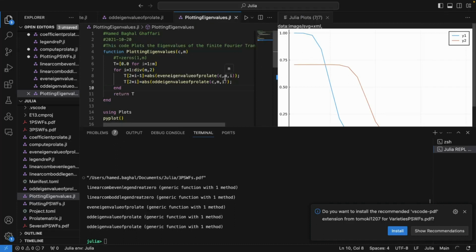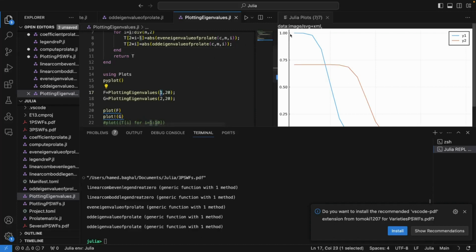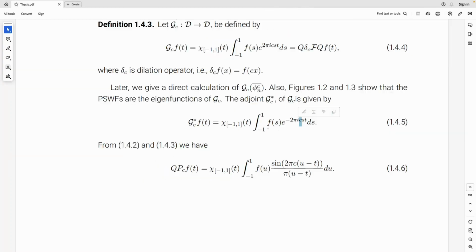So see this one, the first 20 eigenvalues, and the first one is the blue one, when the C is equal to 1. The C is also called the constant. C is the same as the constant in the ODE, and C is also called bandwidth because it's also here.